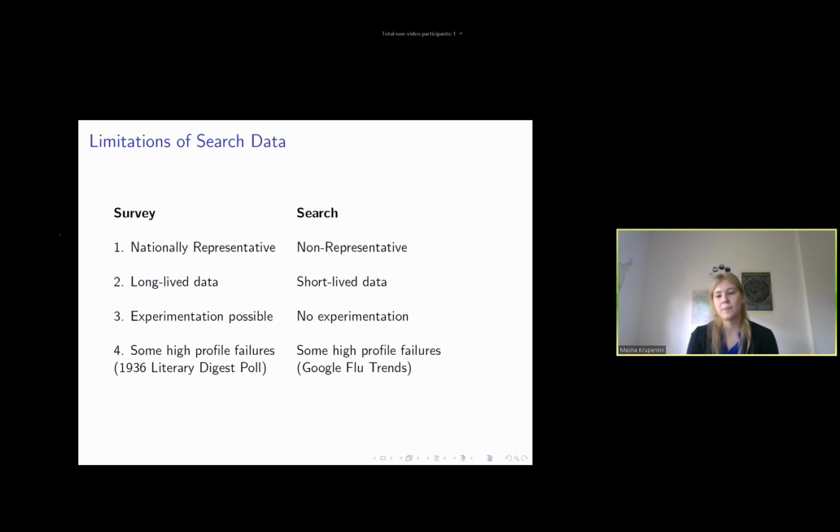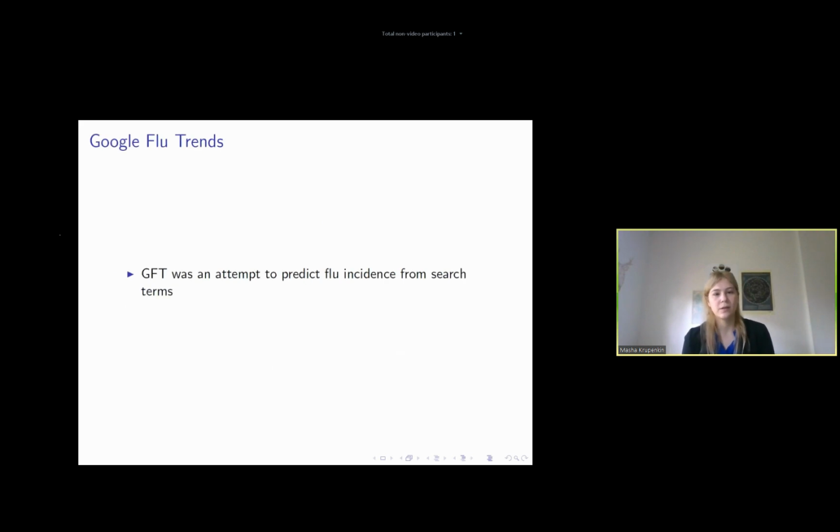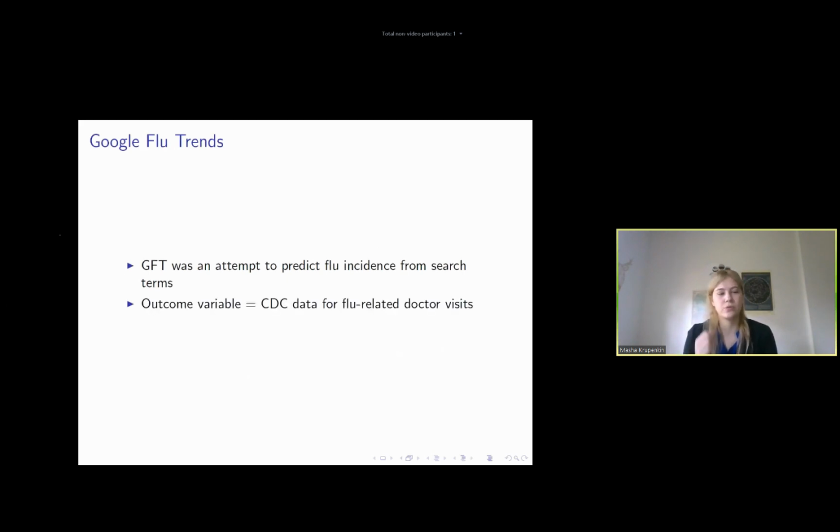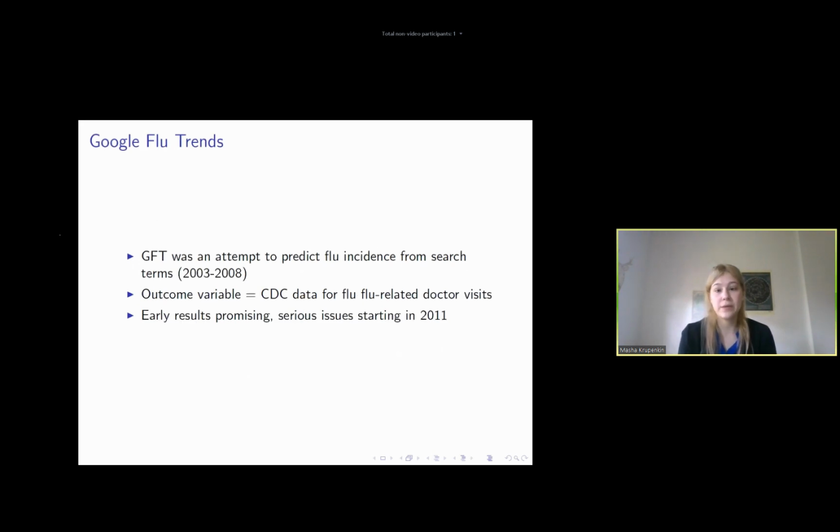And similarly, Google Flu Trends was really touted as an example of the power of big data when it first came out, and it ran into some fairly serious issues. I'm going to talk a little bit about Google Flu Trends right now and what we can learn from that experience. Google Flu Trends was an attempt to predict flu incidence from search terms. Basically, they had CDC data for flu-related doctor's visits, and they built a model that looked at 50 million common search terms and looked at which ones predicted the doctor's visits the best. I think in the end they had 45 terms in their final model. The early results from this data were fairly promising, but there were serious issues starting in 2011.